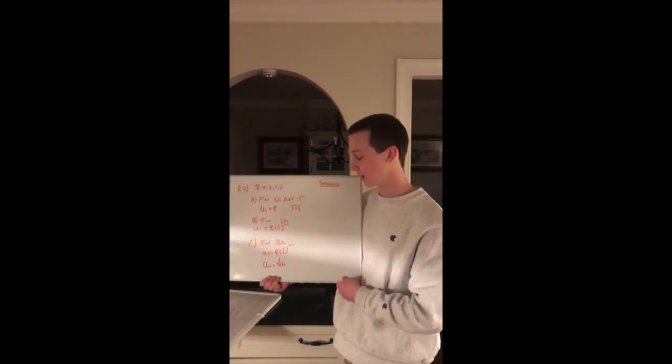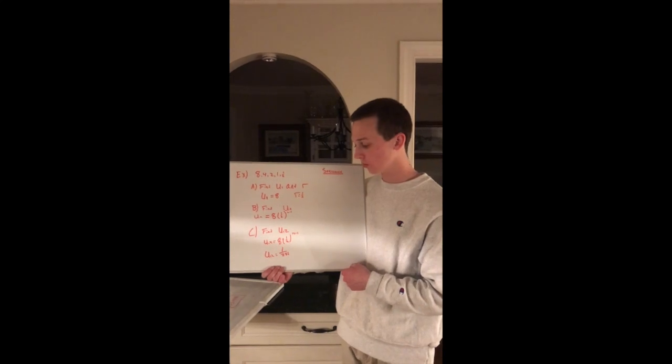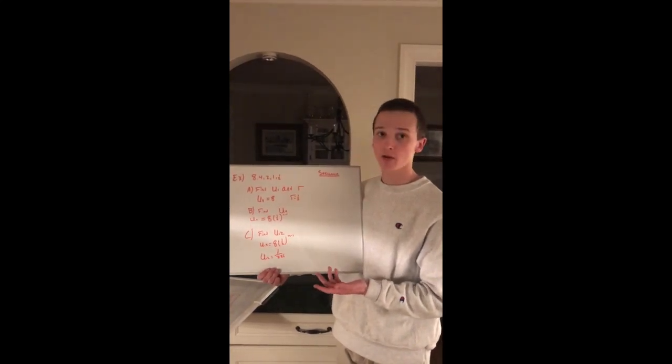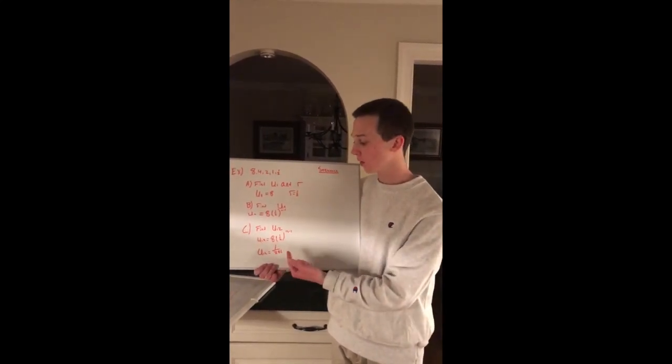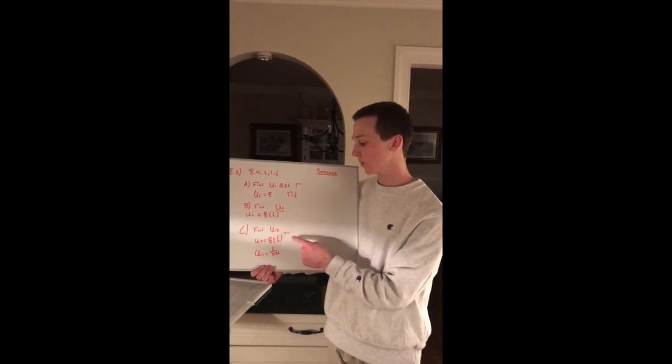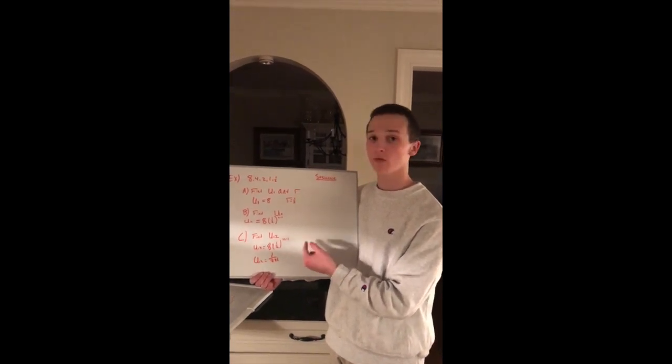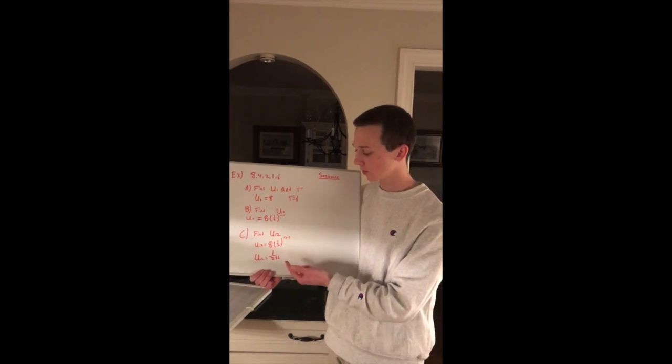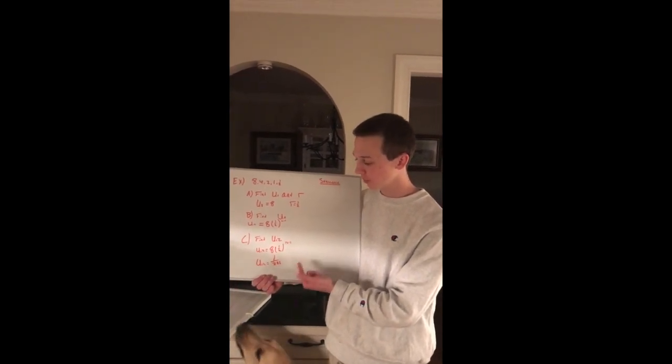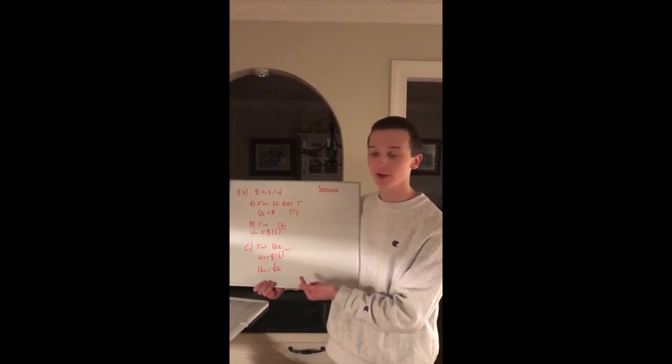And then C, it's asking you to find u of 12, which would be the 12th term in this sequence. So u12 is equal to 8 times 1/2 to the 12 minus 1, which would be n minus 1. And you get u12 equals 1 over 2^8.